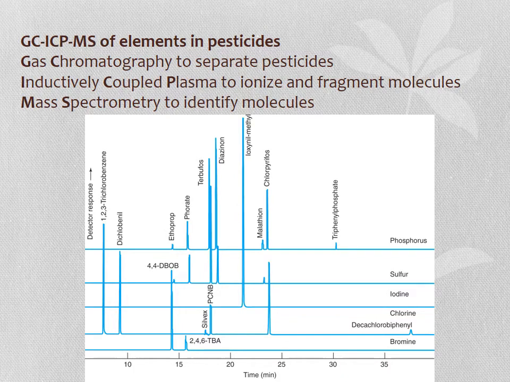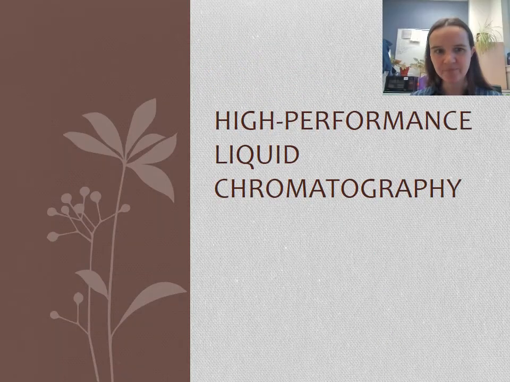Another thing is that you can also look for what's called ICP-MS. So you have gas chromatography, in this case, to separate the pesticides. You burn them in a plasma, inductively coupled plasma, to ionize and fragment the molecules, and then you do mass spectrometry to identify them. And so you can see with these different traces here, you're seeing phosphorus if you have something with a phosphorus in it, you're seeing sulfur if you have sulfur, and so on and so forth.